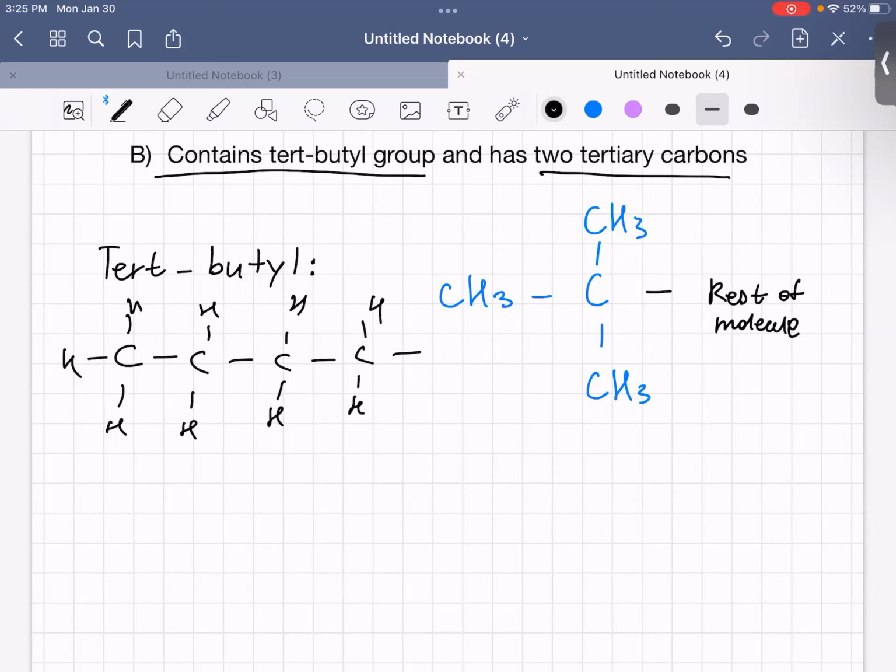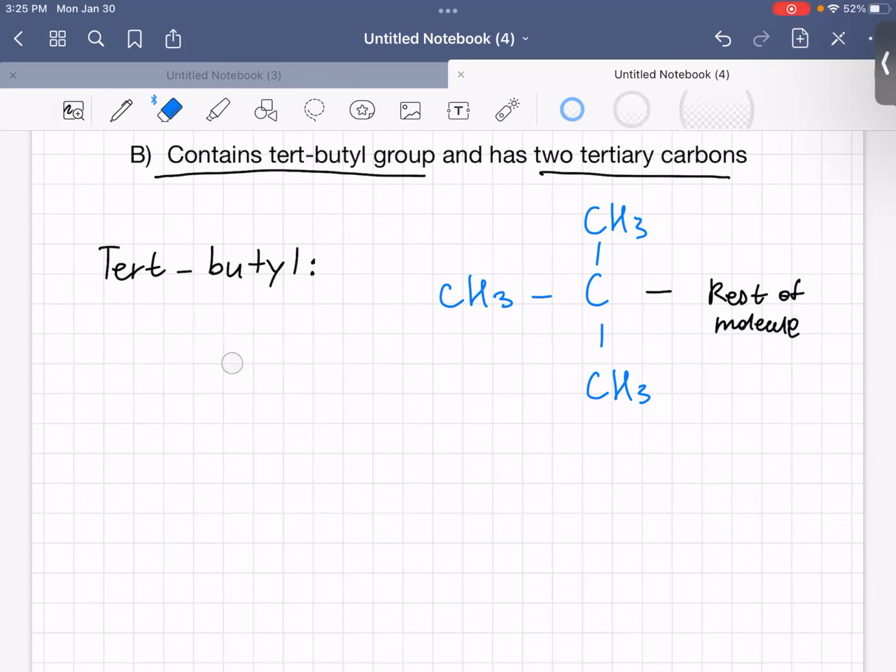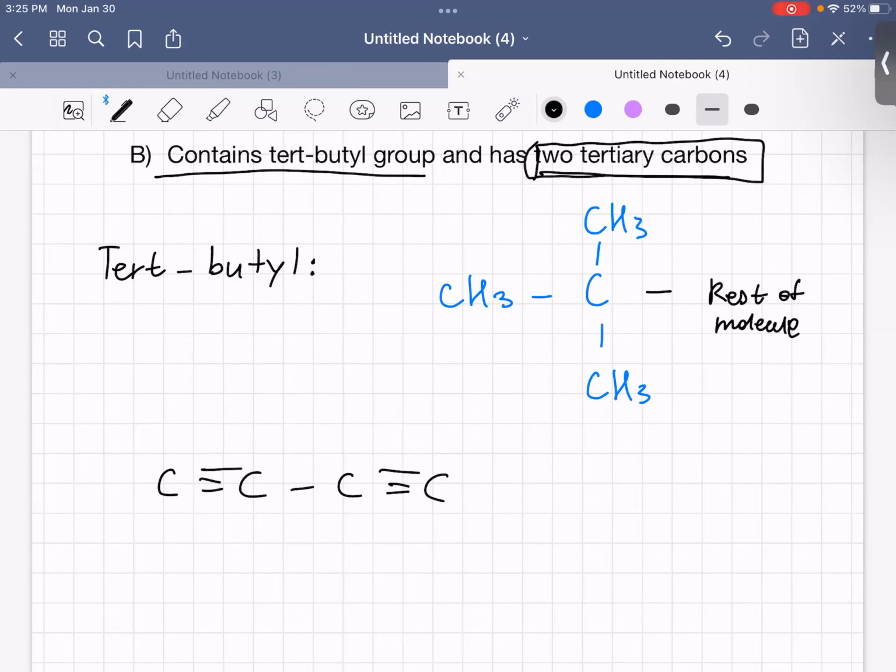But they're giving us a structure of tert-butyl, and they're asking us to draw another structure that contains this structure. So we can just draw whatever we want, right? Can make some triple bonds, whatever I want. And then I need two tertiary carbons. So tertiary carbons means carbons bonded to 3 other carbons. So let me undo one of my triple bonds and make a tertiary carbon.